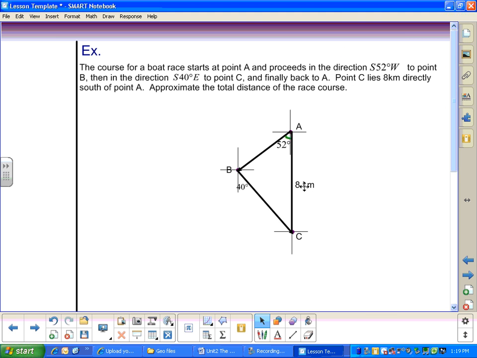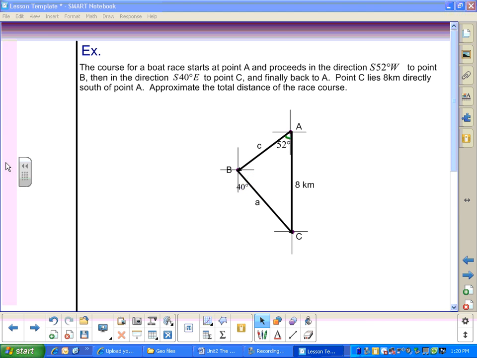Okay. So we have one side, we have one angle inside the triangle, we have one angle outside the triangle. In order to use the law of sines, we definitely have to have a little bit more information than this. If I want to approximate the total distance of the race course, basically what I want to find is side A over here and then side C over here, because I already know side B across from angle B, it's 8 kilometers. So if I had all those three sides, I could just add them all up and then I could get the total distance of the race course, right?